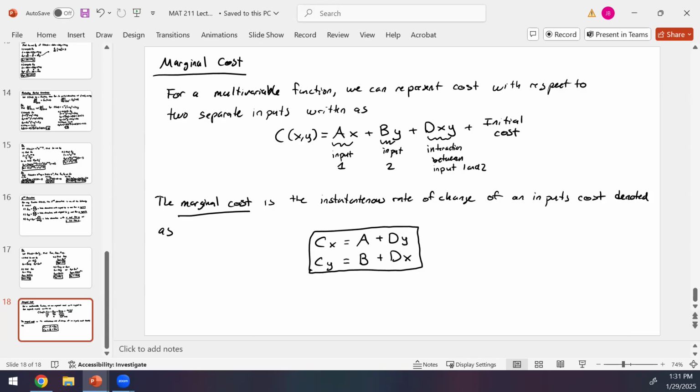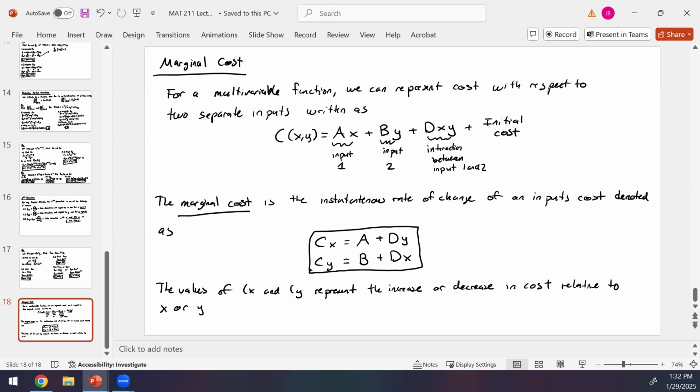Now, does marginal cost actually have to be this type of equation? No. But this is the most generic, linear type of marginal cost problem. So the values of Cx and Cy represent the increase or decrease in cost relative to x or y.